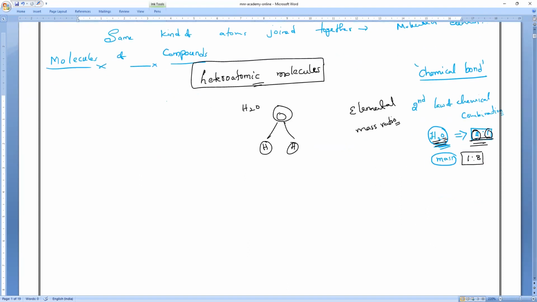Now, for example, if you take HCl, what is the chemical name of HCl? Hydrogen chloride, or basically hydrochloric acid. So, in molecules of compounds, different atoms are chemically bonded together. That is what we call molecules of compounds.